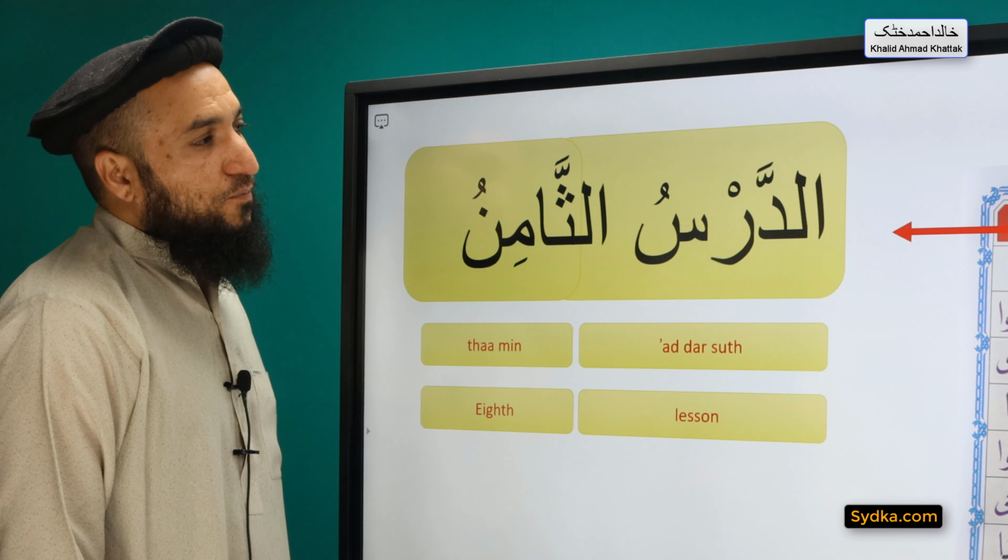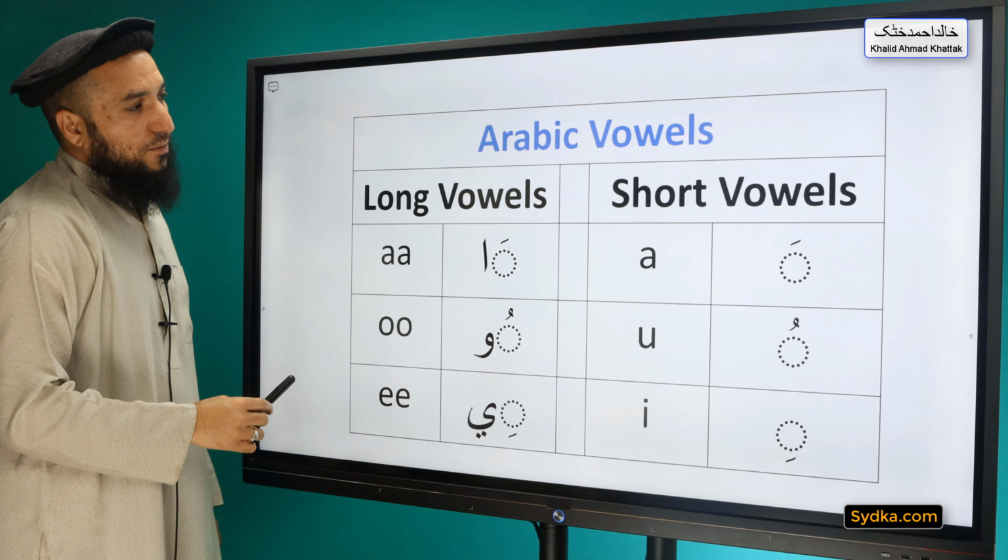Huruful. Huruf means letters. Maddi means letters of lengthening. Leen means letters of leen, which is softness. So this lesson is about the letters of mad, lengthening, and leen, softness. Huruful maddi wal leen.